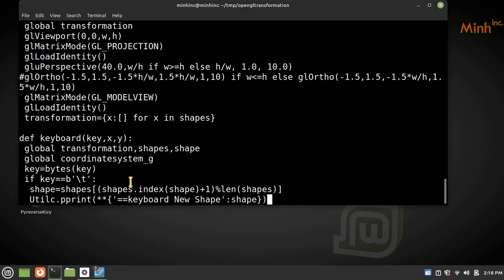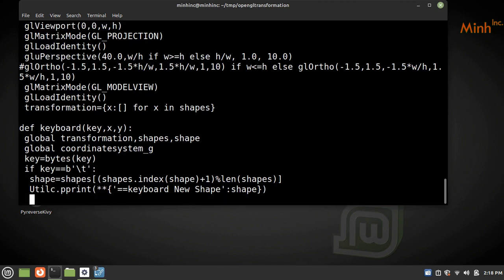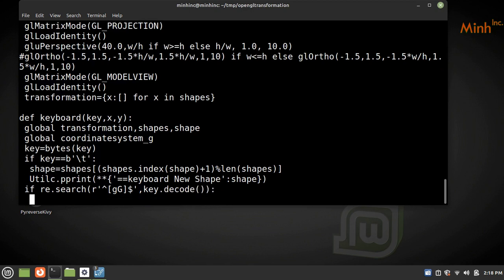So in the pretty print we are passing one dictionary. It has a key that needs to be printed. It has a value that is the shape, and it is taking 2 stars. So we are kind of dereferencing it. If R is search, G and G, key dot decode. Okay, then global system will change it.